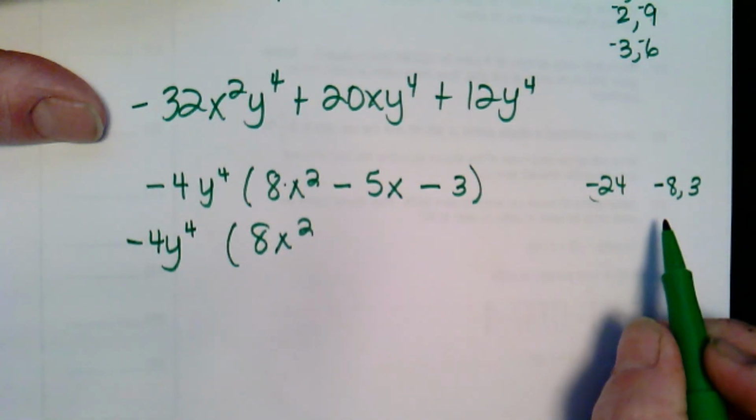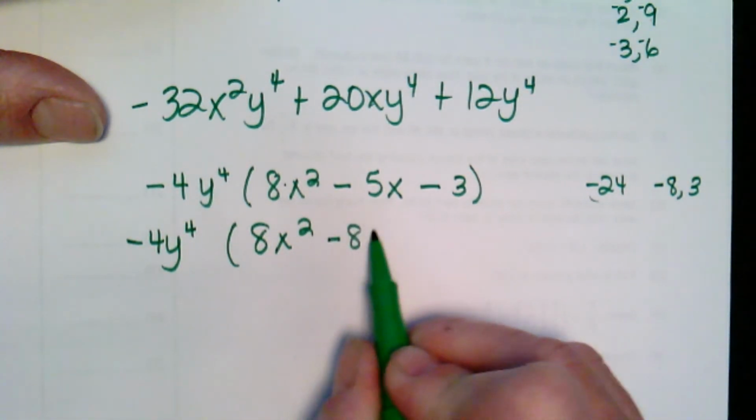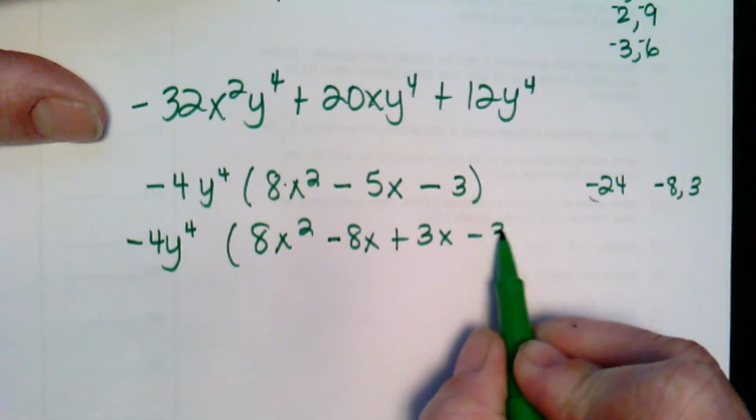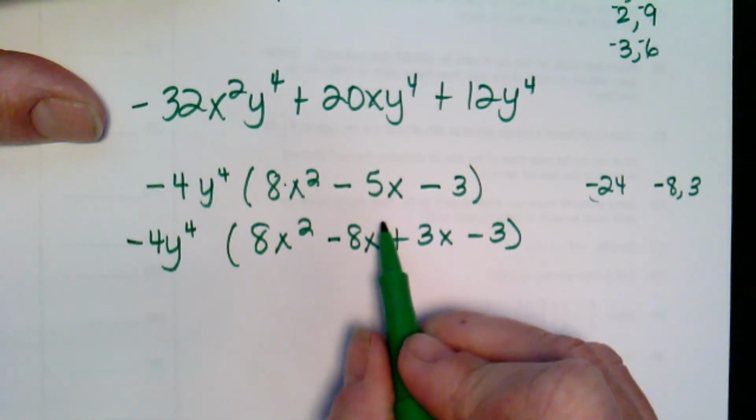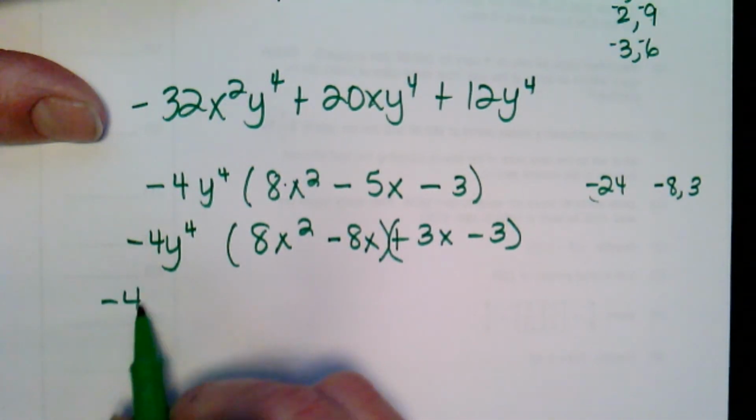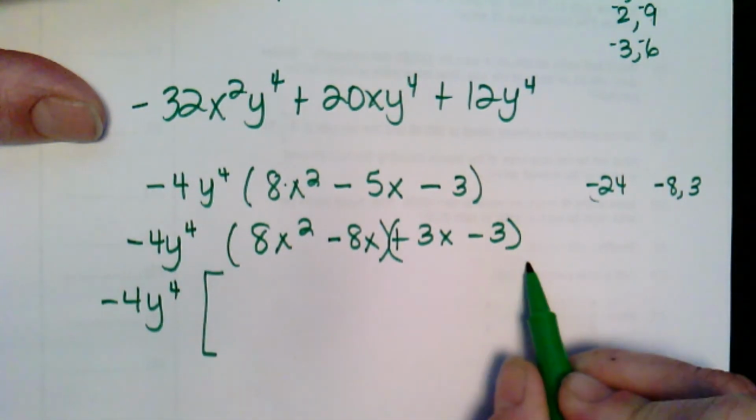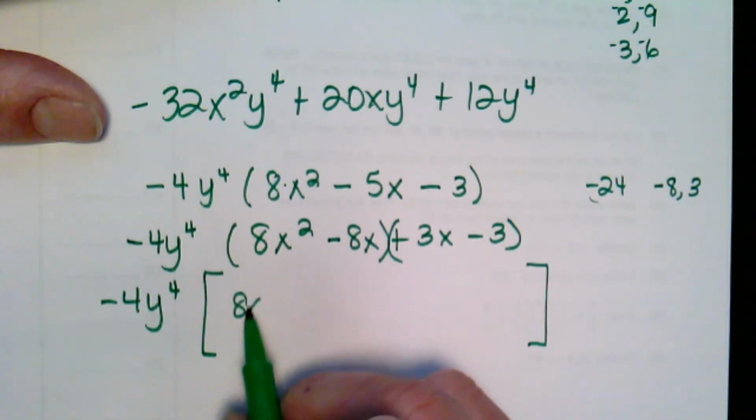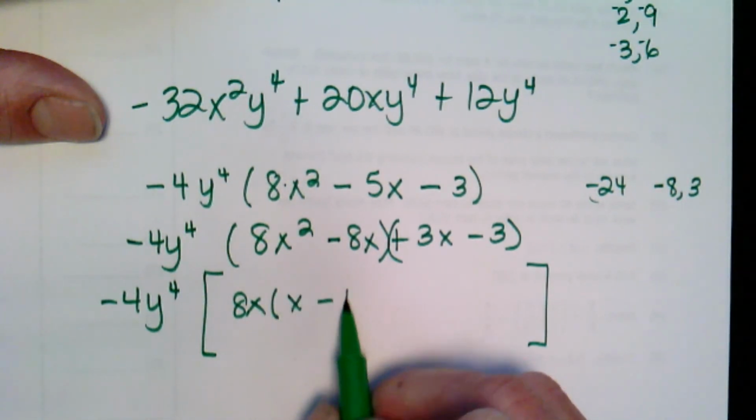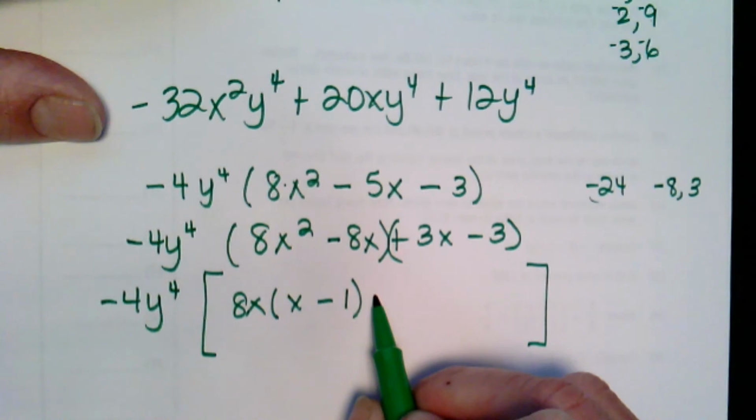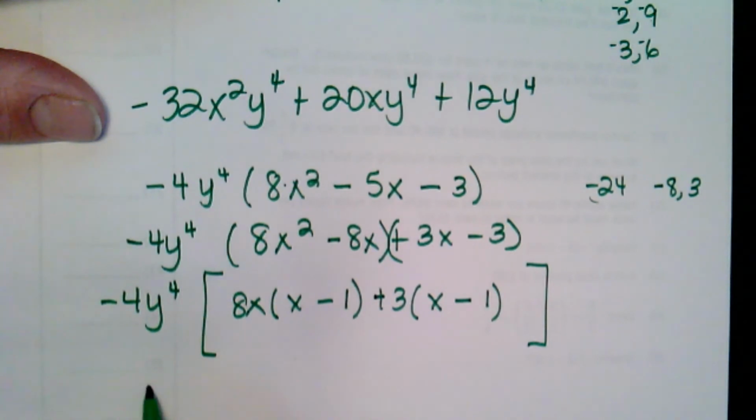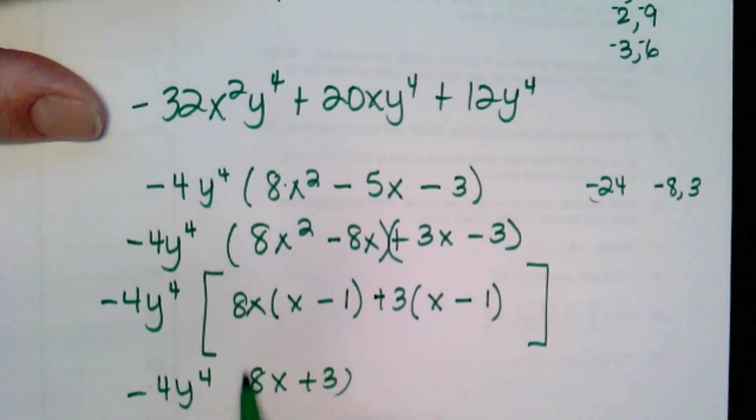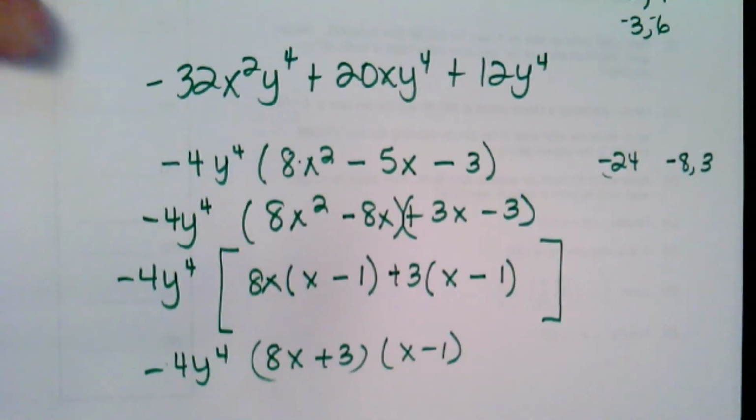Rewrite my term. Let's do this first. And then we're going to factor this. Again, I don't want to lose this guy, so I'm going to kind of do this. So in this term, I can take 8x, and I'm left with x minus 1. And in this term, I can take a positive 3, and I'm left with x minus 1. So we have a final answer of -4y^4 times (8x plus 3) times (x minus 1).